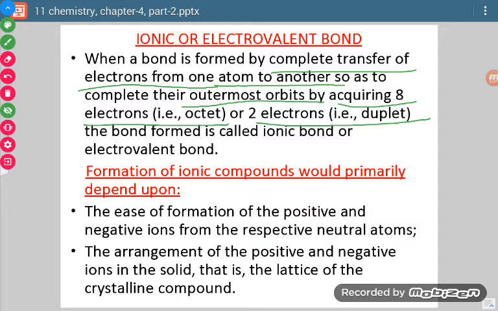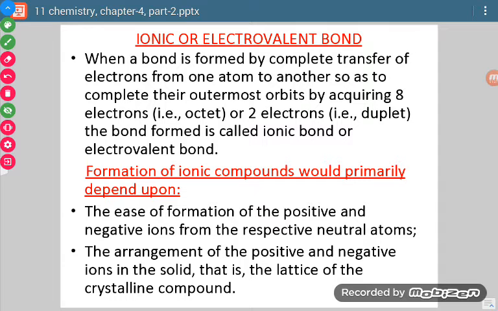Now by loss or gain of electrons there is formation of ions. Those ions have electrostatic forces of attraction, and this gives rise to formation of ionic bond or electrovalent bond. So we can define ionic bond or electrovalent bond in this way also, that it is the attractive force between the ions forming an ionic compound.